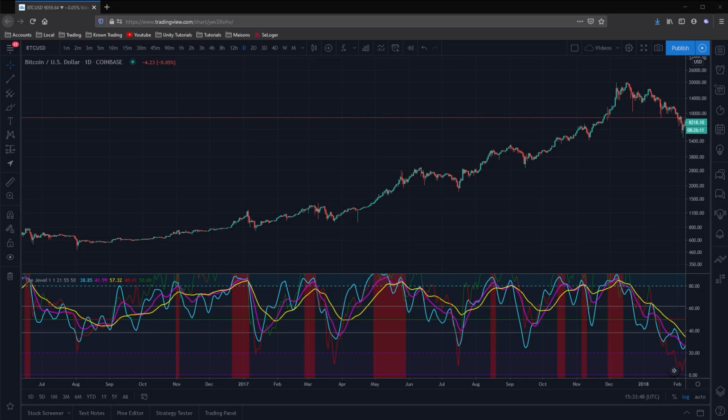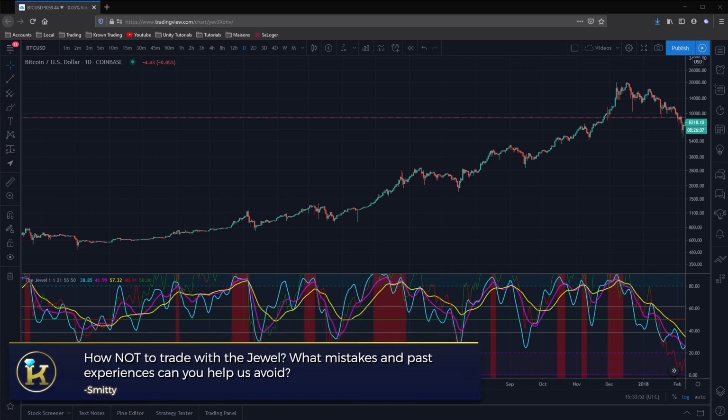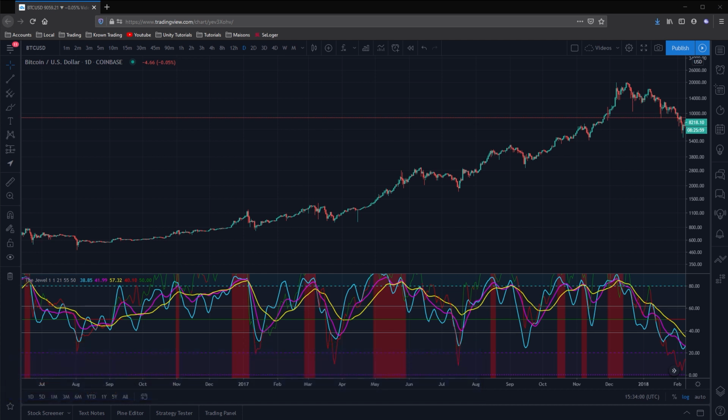So that question is from Smitty. How not to trade the Jewel? Mistakes and experience in the past. All right, so that's actually a really good question, because there are ways that you can really blow up your account with the Jewel as well, especially if you don't trade it right.